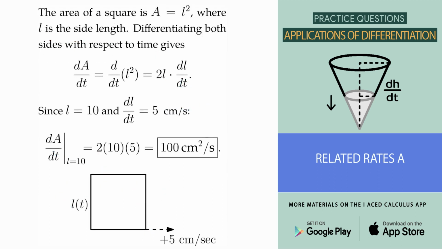Looking at the solution, notice that we had to write dA over dt in terms of a couple components. We had to write it as dL over dt, which is here, times dA over dL, which is this first term. dA over dL is just the derivative of L squared, so that's 2L. We found this because the area of the square is L squared. So by taking the derivative of A, we got dA over dL. Lastly, we just plug in and we get 2 times 10 times 5, that's 100.